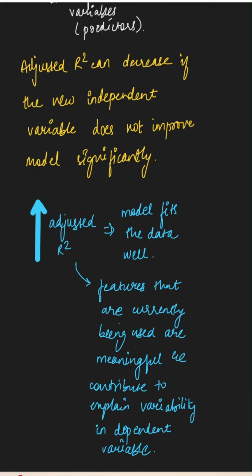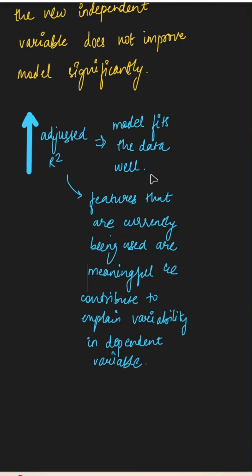So the R square value never decreases, but the adjusted R square value decreases when a new independent variable is added for predicting the target variable and that independent variable does not improve the performance of the model. The higher the adjusted R square, the better the model fits the data, and it gives us assurance that the features that we have chosen are meaningful features and they contribute to explaining the variability in the dependent variable.